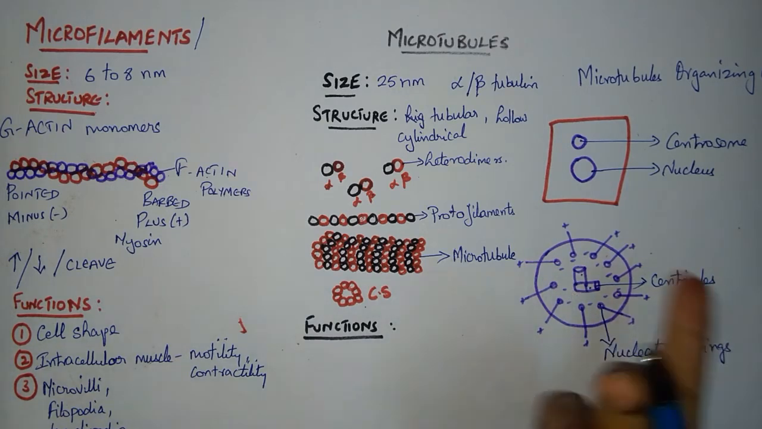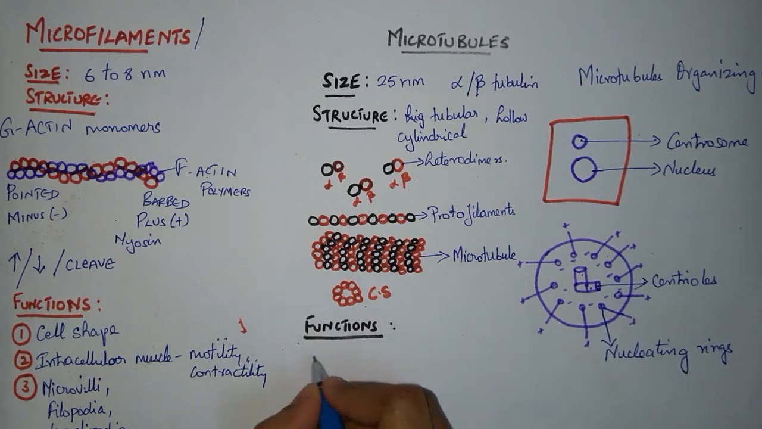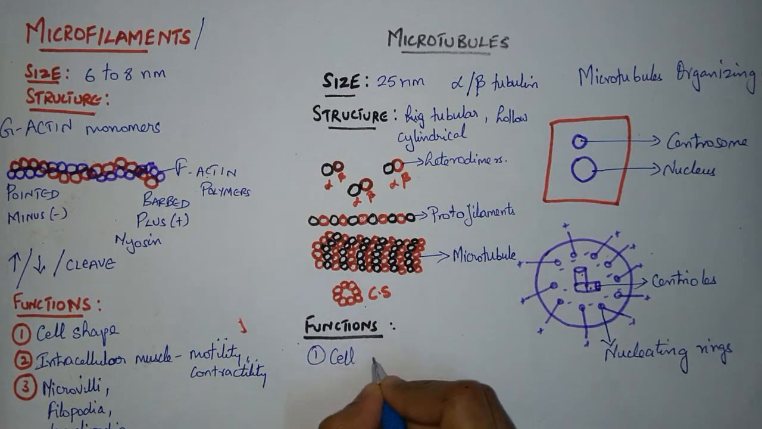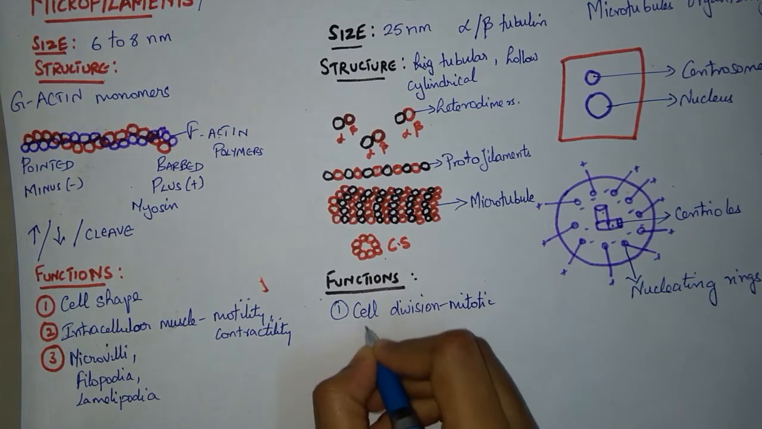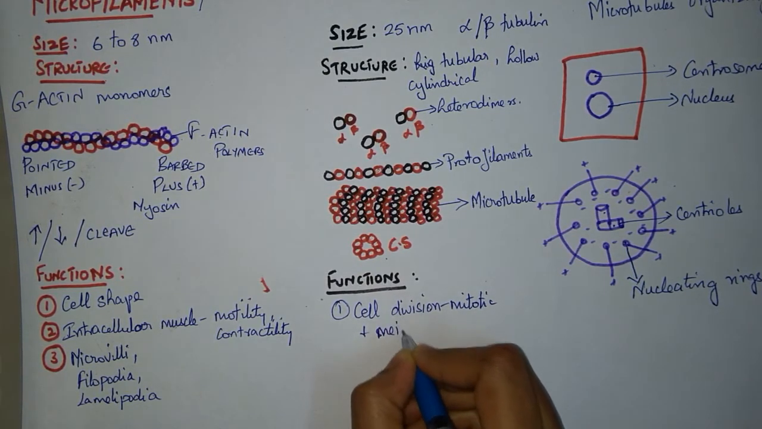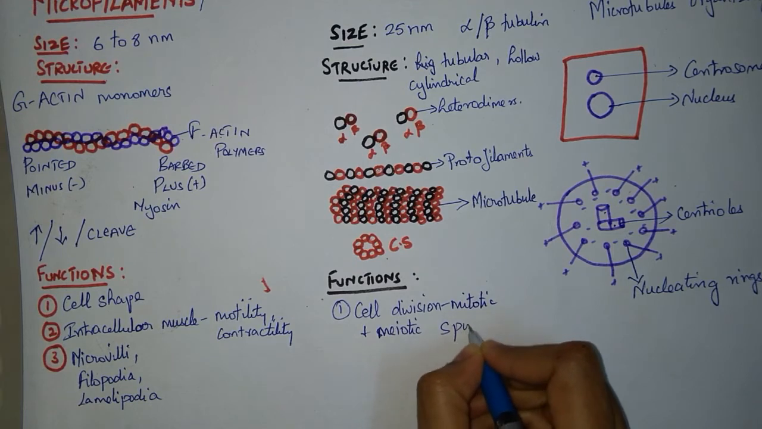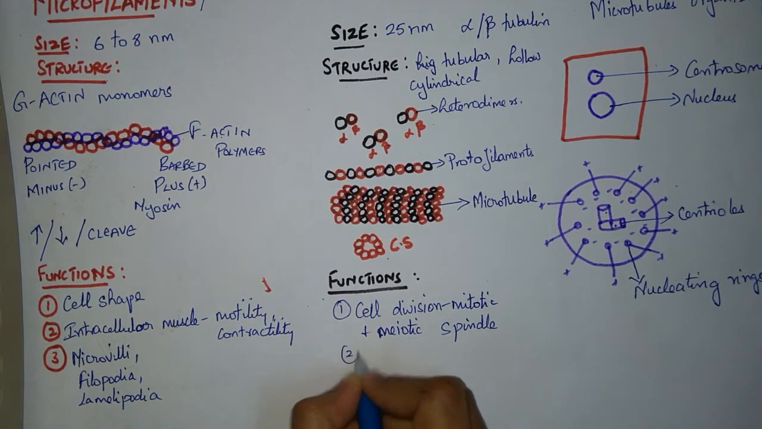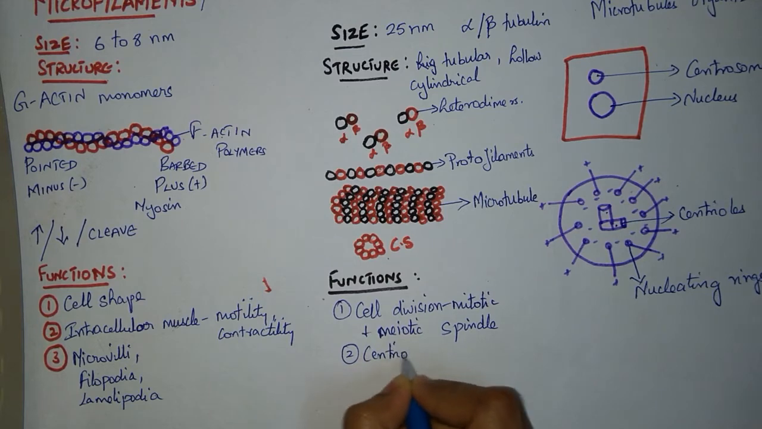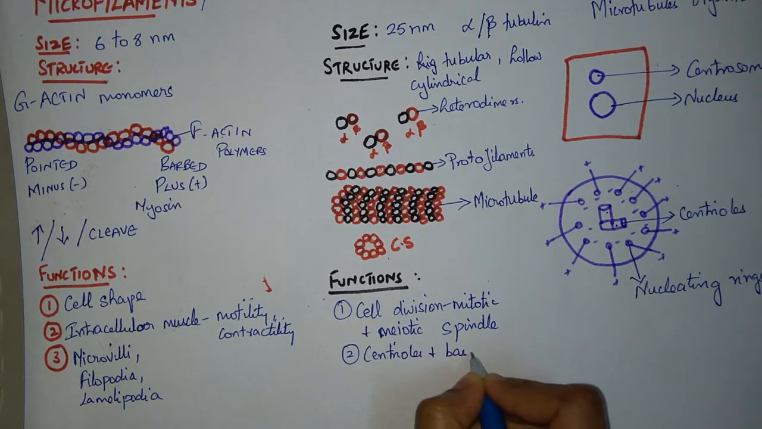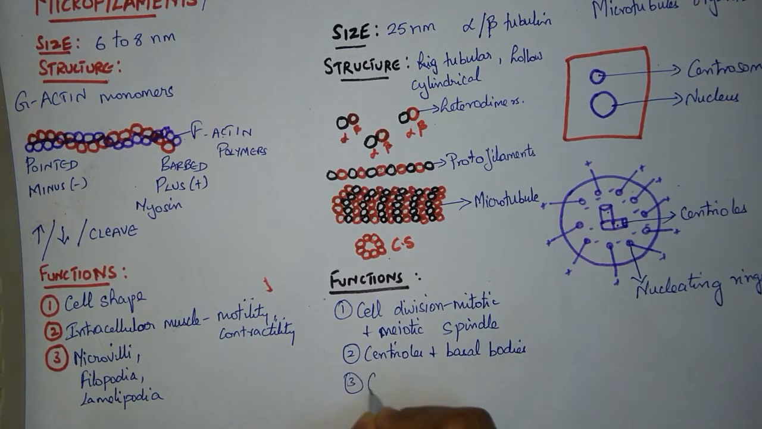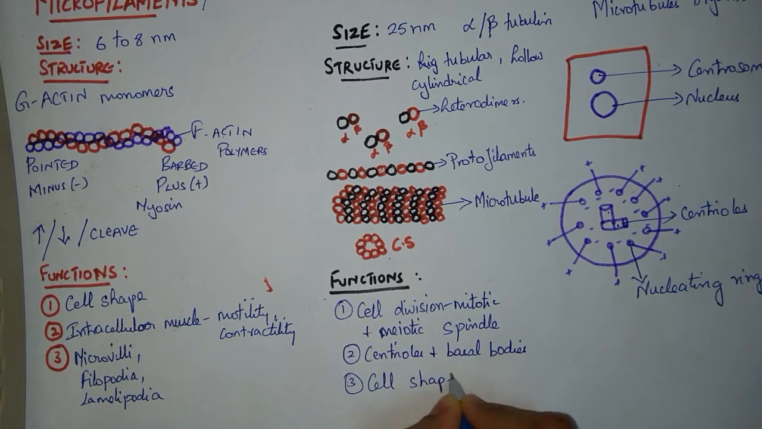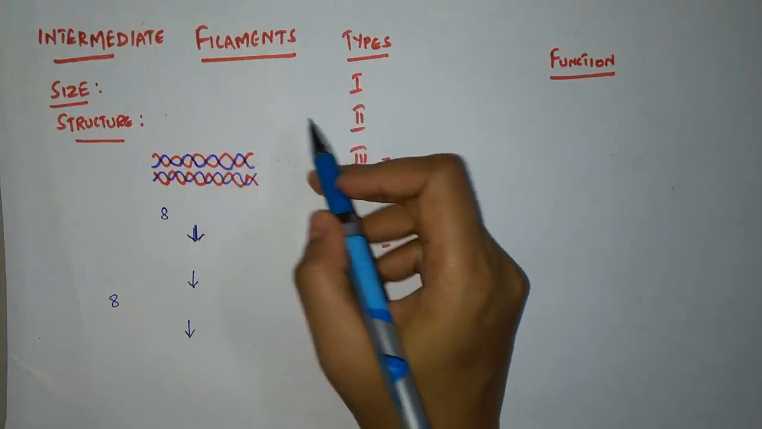What are the functions of the microtubules? Their main function is their involvement in cell division. They are involved in the formation of the mitotic and meiotic spindle apparatus. They are involved in the formation of the centrioles and the basal body. And the microtubules are also involved in the maintenance of the cell shape.